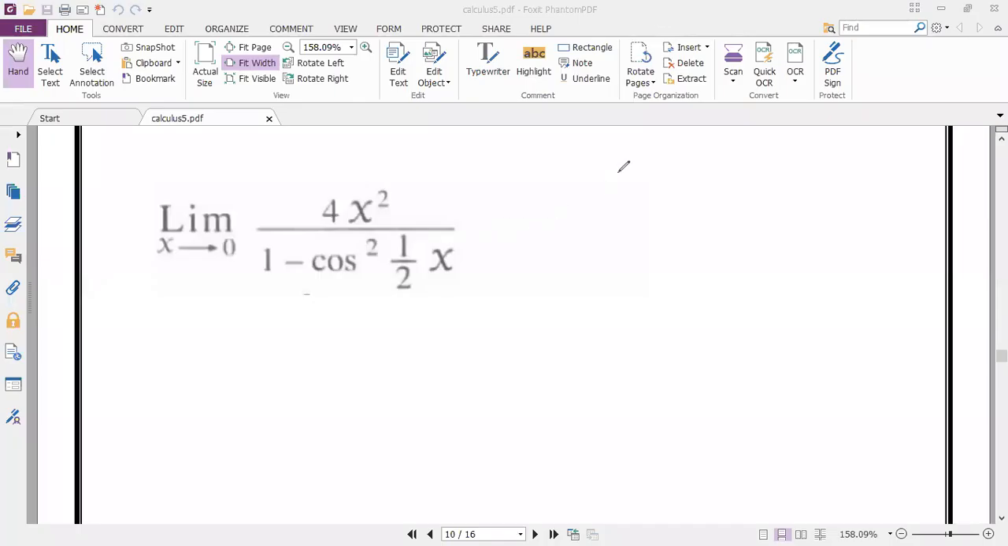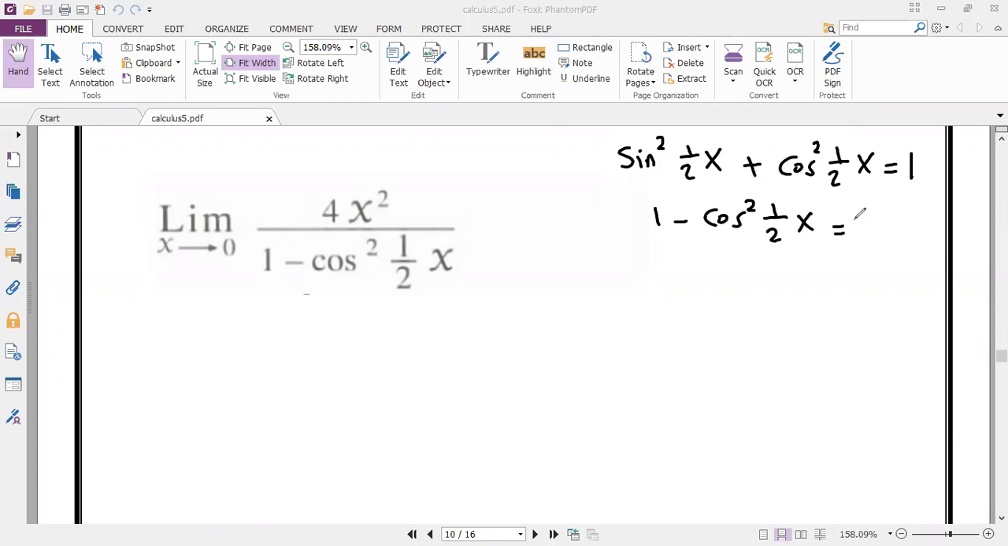Before you tackle this one, you know that sine squared of half x plus cosine squared of half x equals 1. Sine to the power of 2 of an angle plus cosine to the power of 2 of the same angle equals 1. So 1 minus cosine to the power of 2 half x equals sine to the power of 2 half x. So in this example, instead of 1 minus cosine to the power of 2 half x, I'm going to write sine to the power of 2 half x.